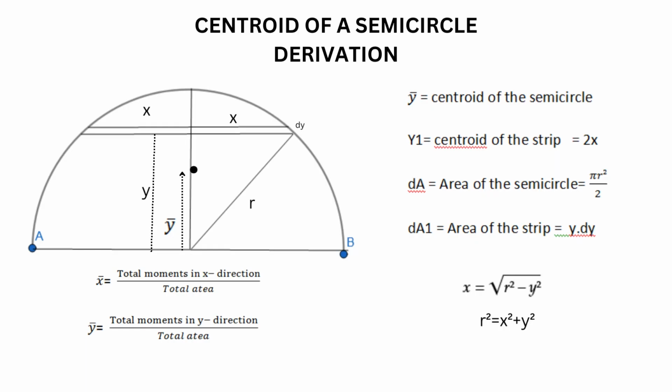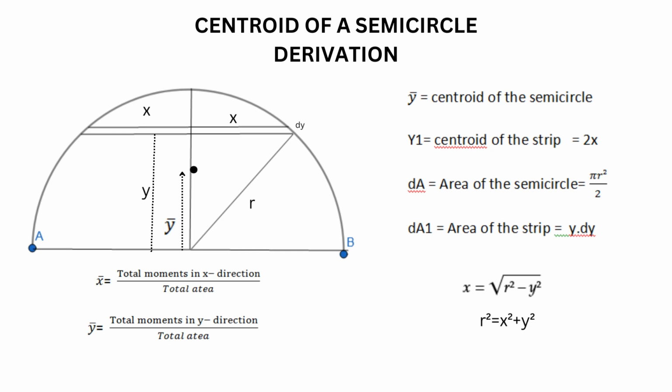Centroid of a semicircle derivation. You can see the semicircle drawn and we have to find y dash, which is the centroid of the semicircle. First we take an infinitesimally small horizontal strip of thickness dy at a distance y from the base, and the length of the strip is 2x.